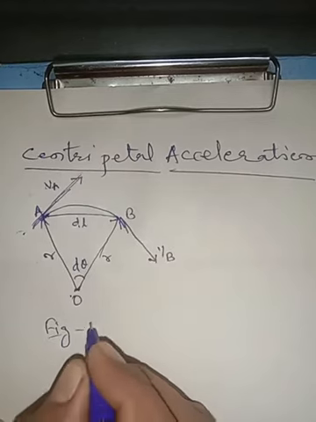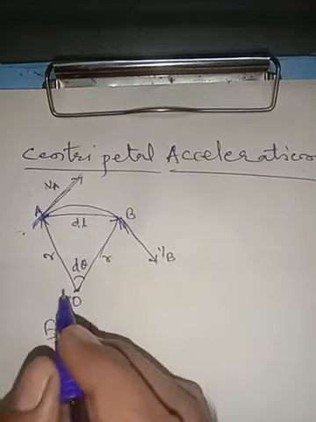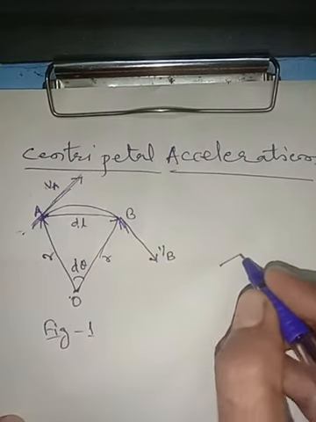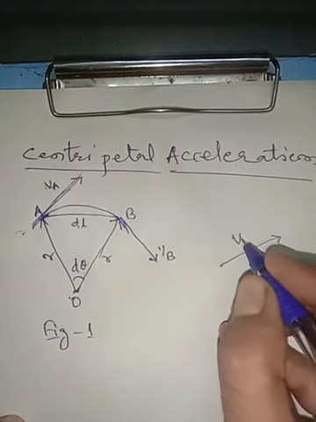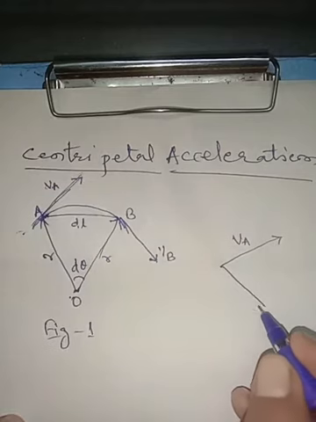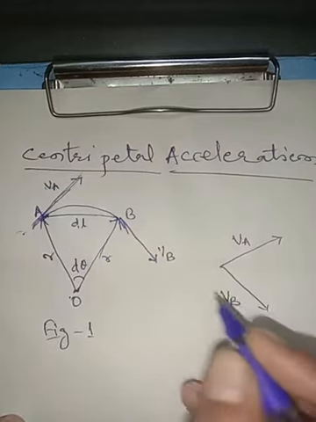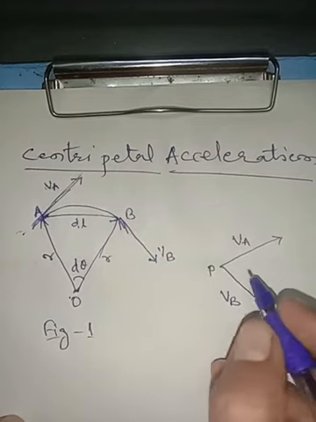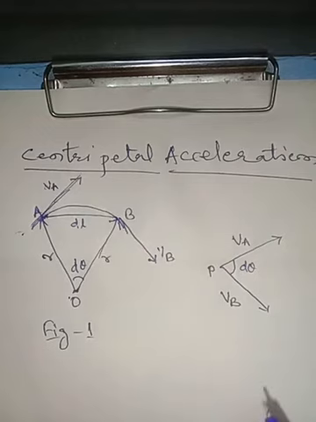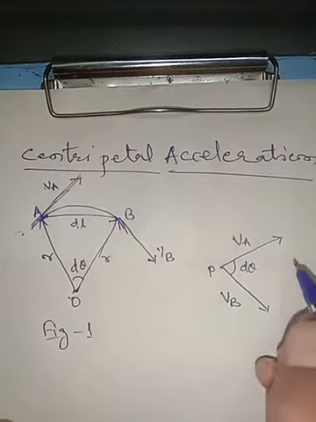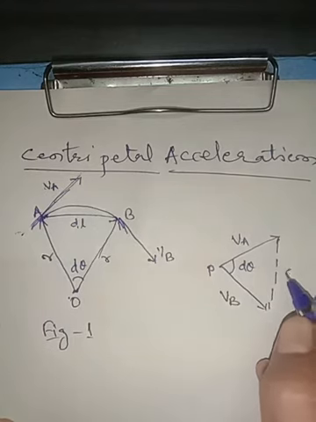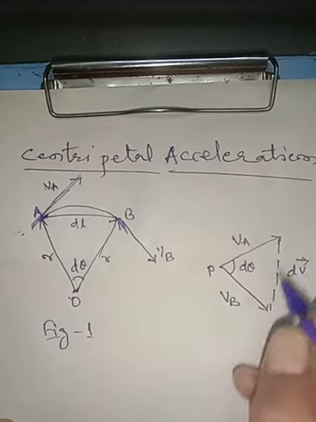One more thing we have to understand: if we consider that this is the velocity Va and this is the velocity Vb, and this is the point P, and d theta is the angle subtended by the path. If we join these, this will be taken as dv.